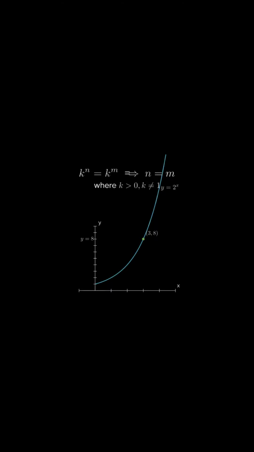This uniqueness of solution is not just specific to base 2, but applies to any positive base except 1. When k is positive and not equal to 1, the function k to the power of x is either strictly increasing or strictly decreasing, which means it maps each input to a unique output. For bases between 0 and 1, the exponential function is strictly decreasing, while for bases greater than 1, like in our example with base 2, the function is strictly increasing. Both cases ensure that if k to the power of n equals k to the power of m, then n must equal m.